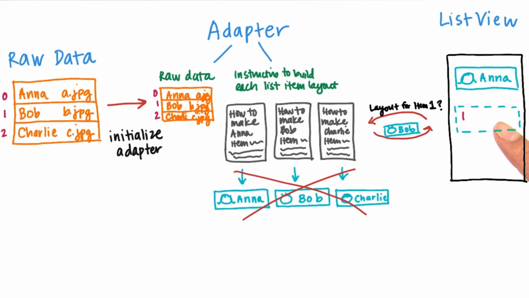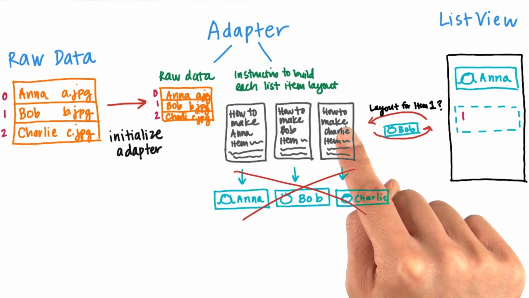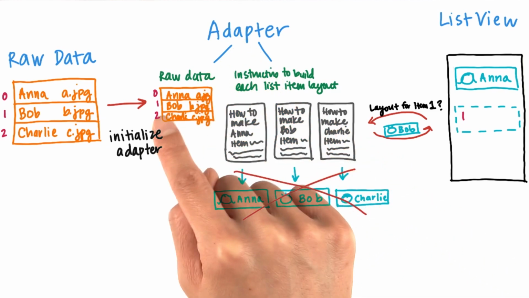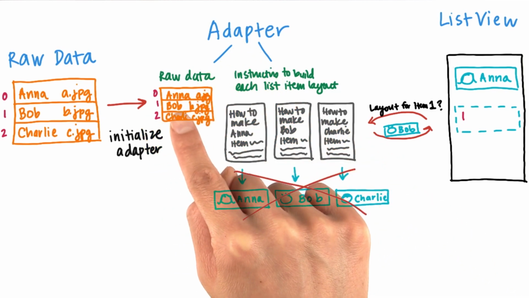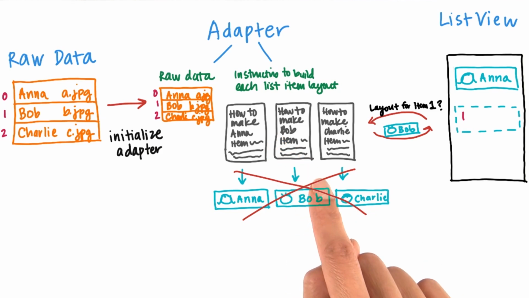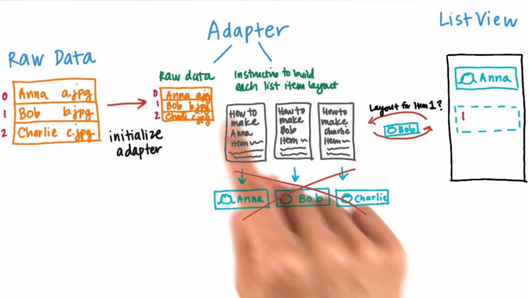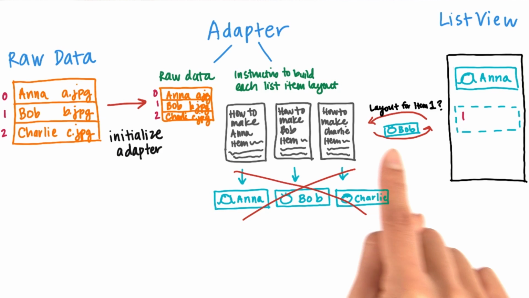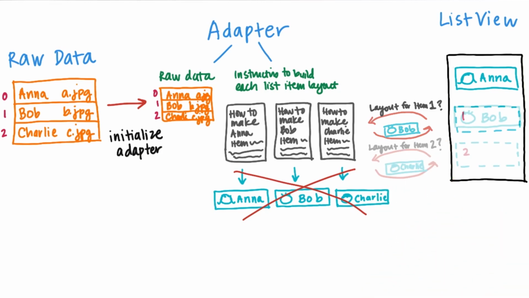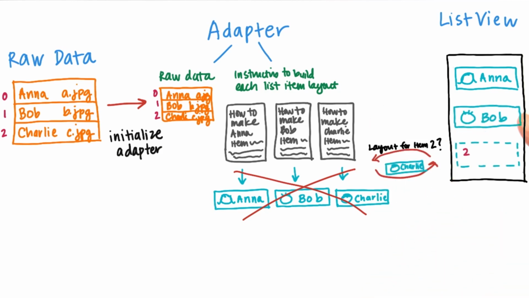Next, the list view wants to get the item at position 1, so it asks for the layout from the adapter. The adapter checks that at position 1 we have the contact Bob. The adapter knows how to create a list item layout for Bob, so it goes ahead and does that, and then it returns it to the list view. And now we see that the list item for Bob has been successfully added to the list view at position 1.